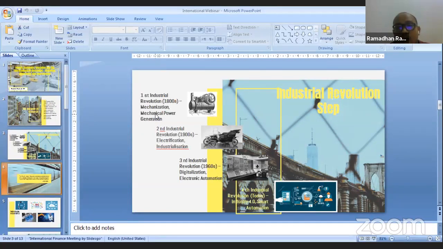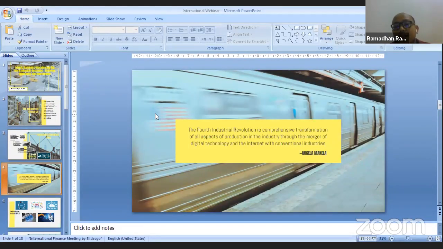So what is the fourth industrial revolution exactly? According to Angel Michaela, the fourth industrial revolution is a comprehensive transformation of all aspects of production in the industry through the merger of digital technology and the internet with conventional industry. And another definition says that the industrial revolution emphasizes the speed element of information availability, namely an industrial environment where all entities are always connected and able to share information with one another.